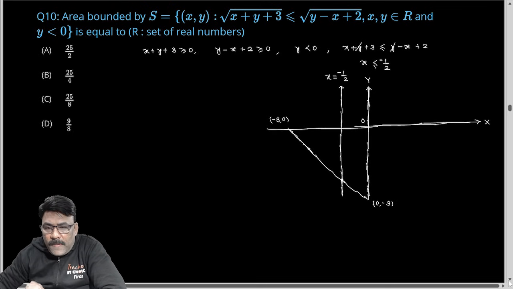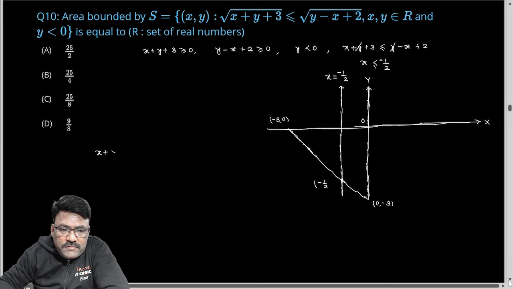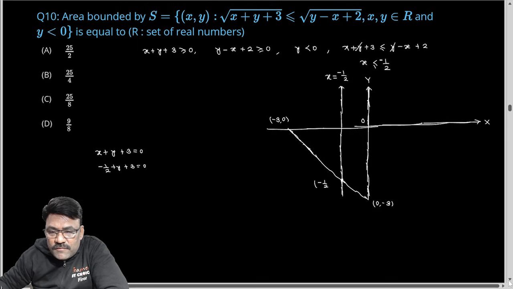So this point will be what? When I put x is equal to minus half in the line x plus y plus 3 equals 0, so minus half plus y plus 3 equals 0. So y will be minus 5 by 2. So this point is minus half comma minus 5 by 2. This point.